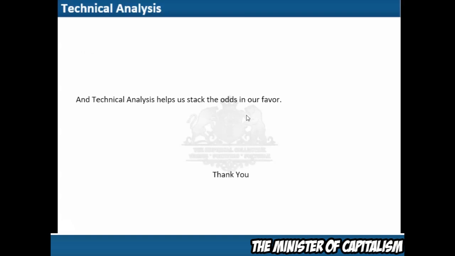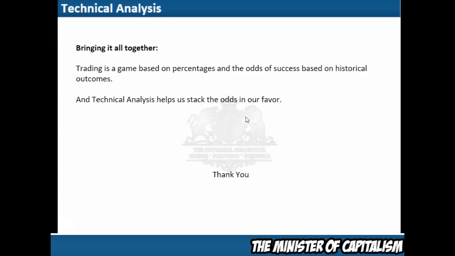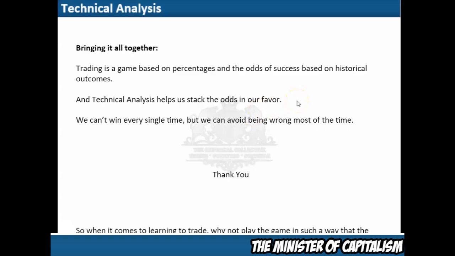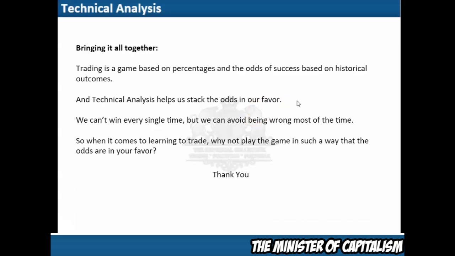So that brings us to the end of this brief overview of technical analysis and some of the best trading patterns that we've found. And the thing I want to really leave you with is that technical analysis helps us stack the odds in our favor. Trading is a game based on percentages, and our odds of success are based on the historical outcome. So we can't win every single time, but we can avoid being wrong most of the time. So when it comes to learning to trade, why not play the game in such a way that the odds are stacked in your favor?